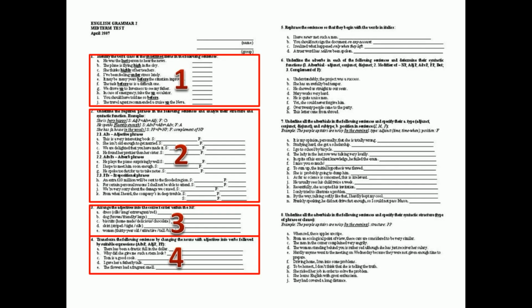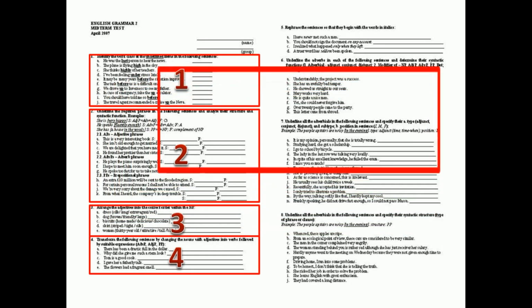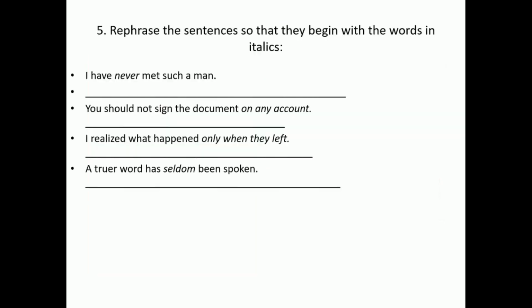On the second page, you have two exercises that you also are familiar with. The first one is the fifth one, where you have negative and locative inversion. So you have to start the sentence with the words in the italics. So I have never met such a man. Never have I met such a man.